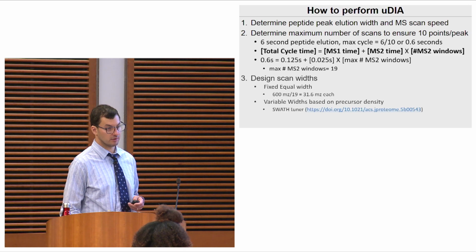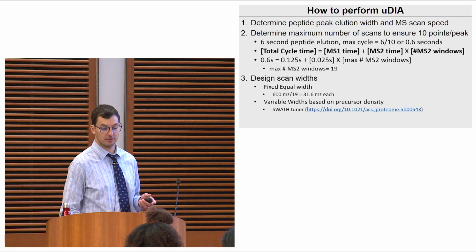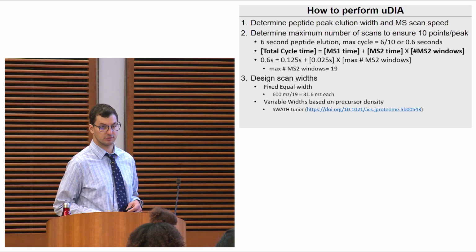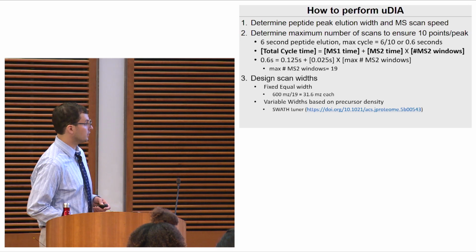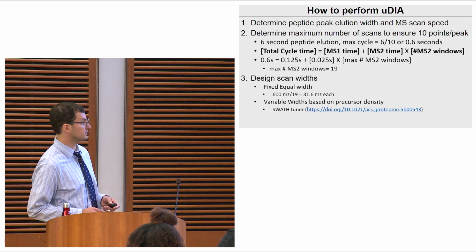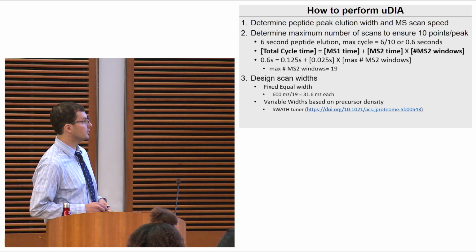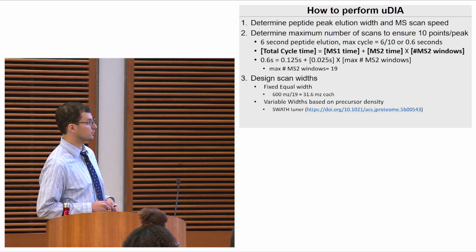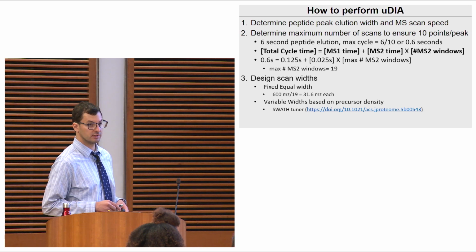Once you know how many scan windows you can have, then you need to design the scan widths that you're going to use. And the simplest way to think about this is to just use fixed scan widths. So if we're interested in 400 to 1,000 m/z, that's 600 m/z units. We just divide that by 19, and we know that each window would be 32 m/z.